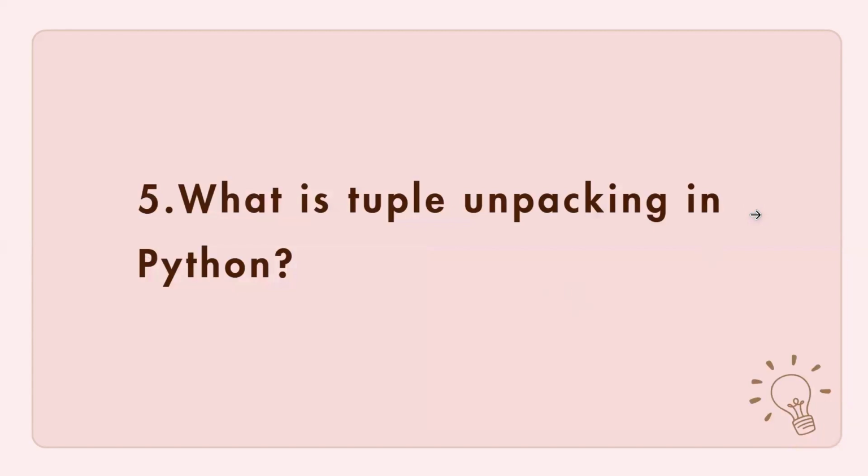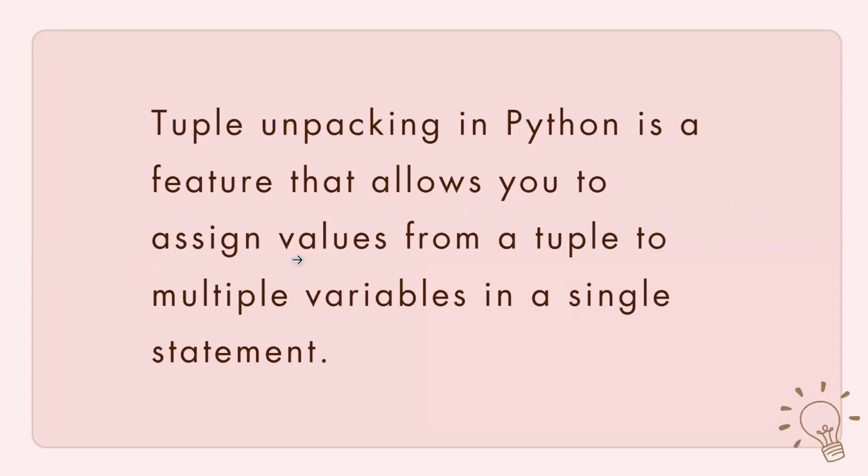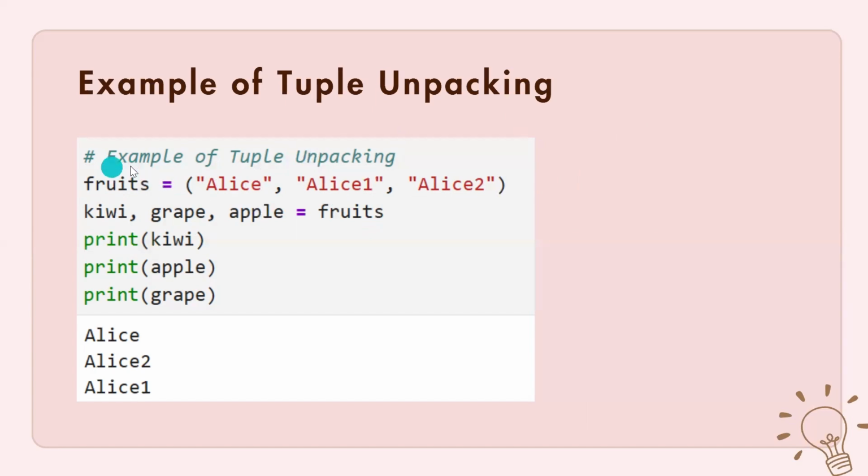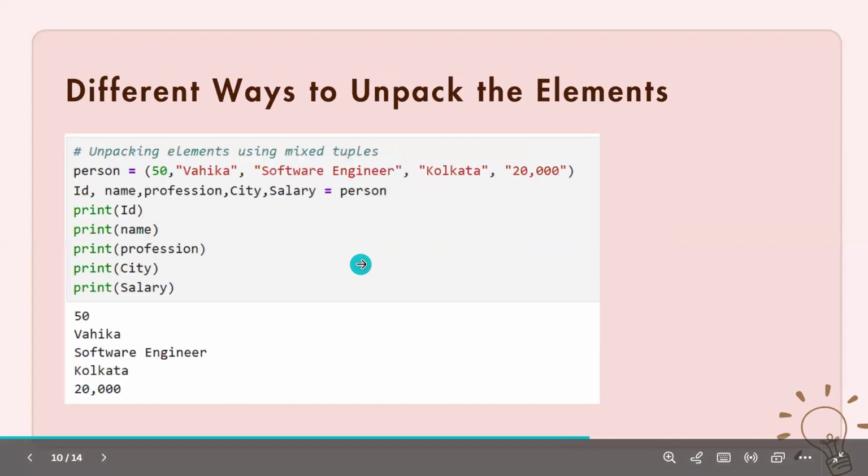Next, the fifth one is, what is tuple unpacking in Python? So first, what is unpacking in Python? Tuple unpacking in Python is a feature that allows you to assign values from a tuple to multiple variables in a single statement, right? This makes it easy to extract and use elements from a tuple. So this is the example of tuple unpacking. And this is the output of this program.